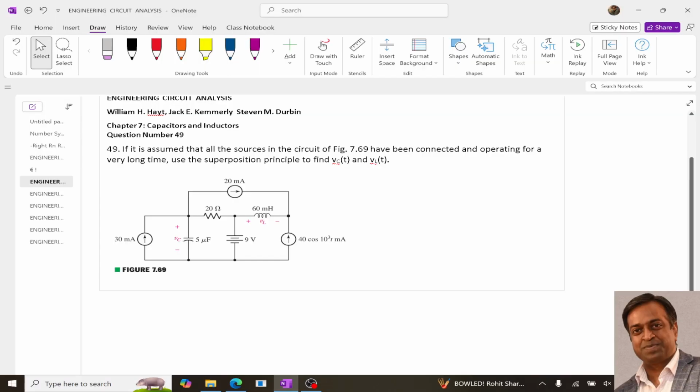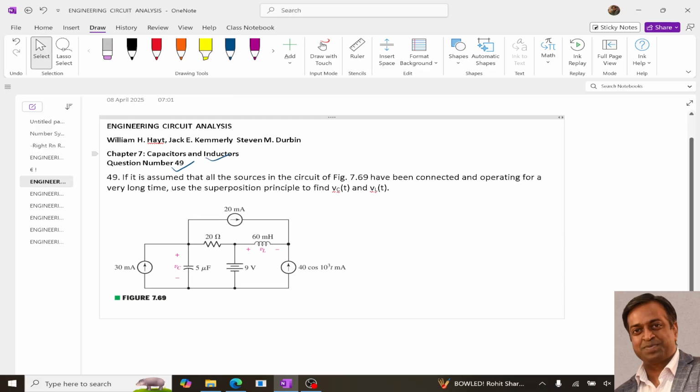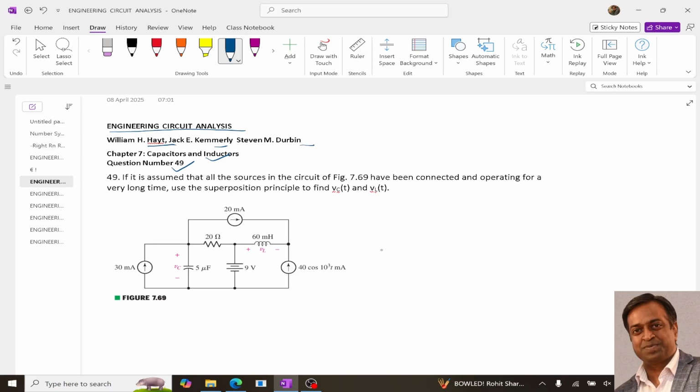Hello guys, in this video I am going to solve question number 49 from chapter 7, Capacitor and Inductor, of the book Engineering Circuit Analysis by Hayt, Kemmerly and Durbin. The question is that for this particular circuit, we assume that all the sources in the circuit have been connected and operating for a very long time.